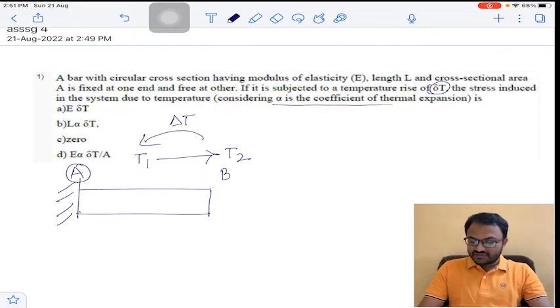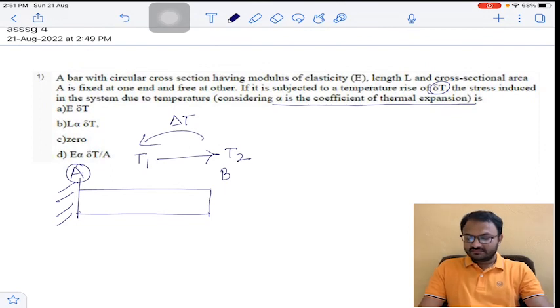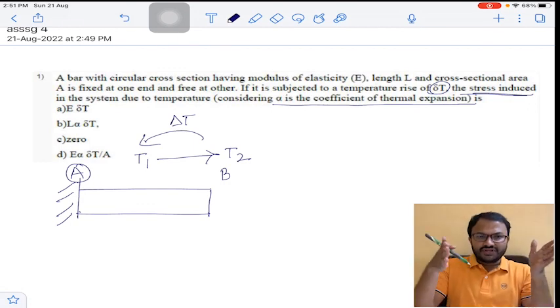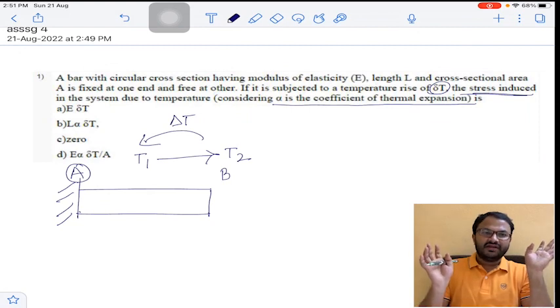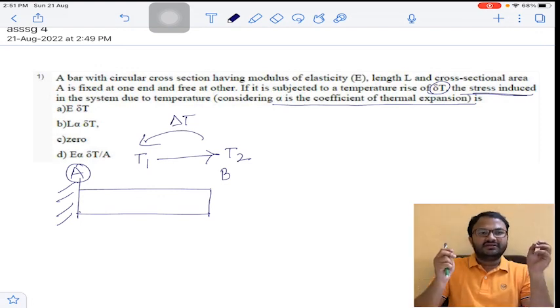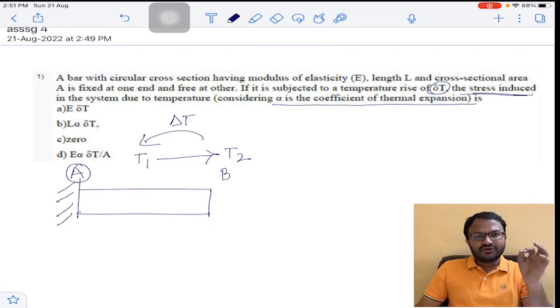Considering alpha is the coefficient of thermal expansion, the stress will be induced only when both ends of a member are fixed. If one end is fixed and the other end is free, then by increasing the temperature, the member is able to extend however it requires. So in that case, there is no development of stress in the member by increasing the temperature. Clear? So, the stress developed will be 0 for this question. Answer is C for question number 1.